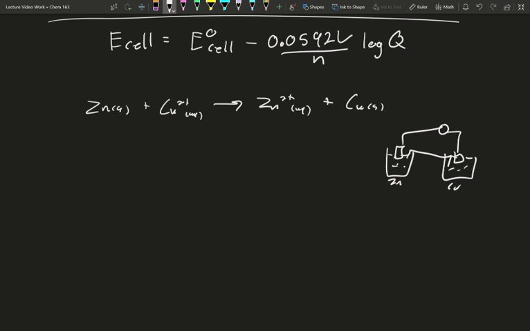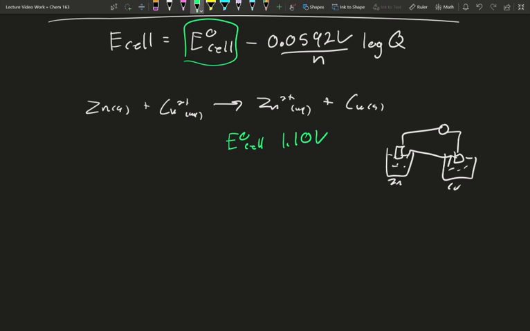Well, the potentials we normally calculate are at standard states: 298 Kelvin, 1 molar solutions, and if we had gaseous components, 1 atmosphere pressure. In this case, we have solutions that are assumed to be 1 molar. In previous videos, we've calculated that the E0 cell for our copper zinc system is 1.10 volts.